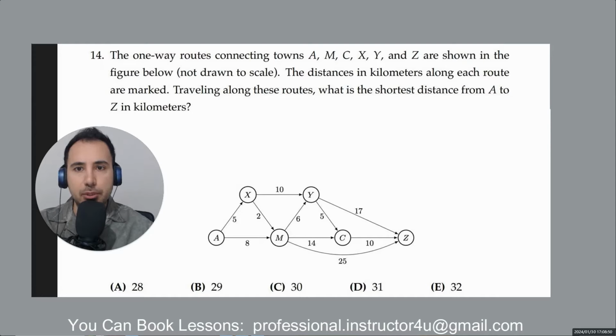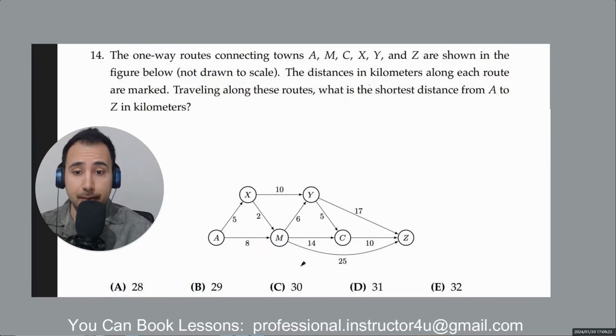The one-way routes connecting towns A, M, C, 8, are shown in the figure below, not drawn to scale. This is really important, right? The distances in kilometers along each route are marked. Traveling along these routes, what is the shortest distance from A to Z in kilometers? Okay, so they're not drawn to scale. So usually if you think of this as a triangle, you say, okay, going from one side of the triangle should be shorter, but they're not drawn to scale.